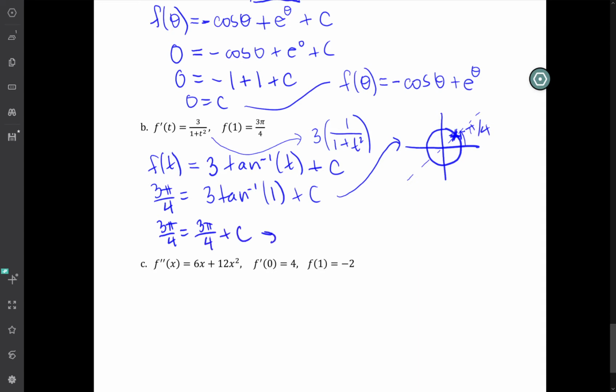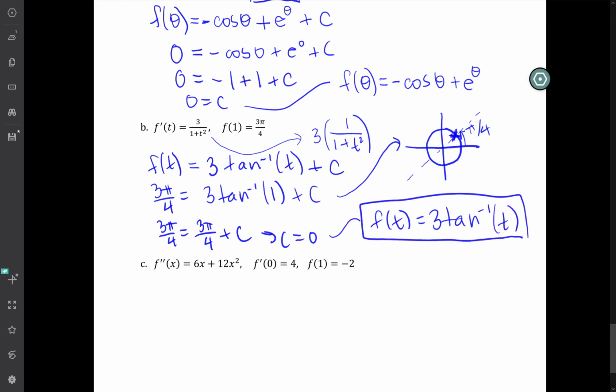Which means that c equals 0 again. Kind of boring. I promise they won't all be 0. And our solution is f of t equals 3 times arctan t.